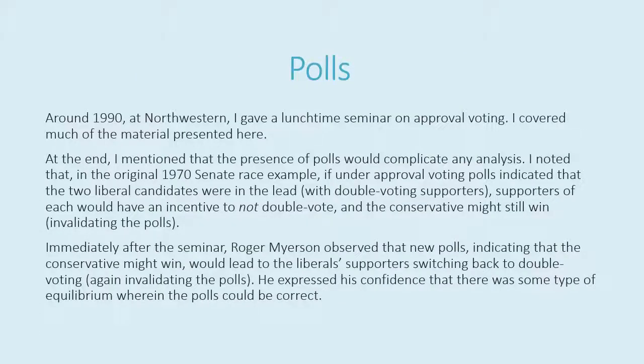Back around 1990, I gave a lunchtime seminar on approval voting at Northwestern. At the end, I illustrated the challenge of dealing with polls by using the 1970 U.S. Senate race in New York as an example. Imagine that approval voting is in use, and a poll reports that most of the liberal voters plan to double vote for the two liberal candidates, and the poll predicts that the conservative candidate will finish solidly in third.